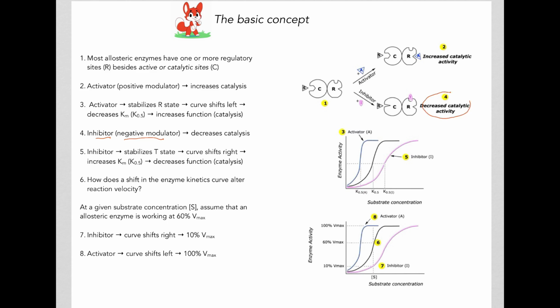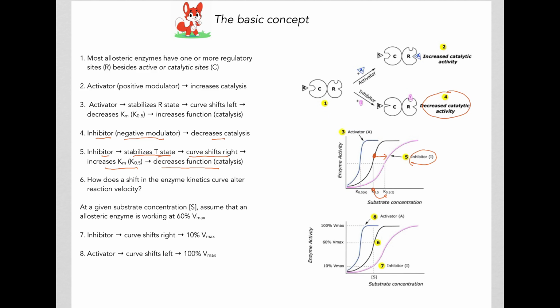On the other hand, inhibitors are negative modulators. Inhibitors will decrease the catalytic activity of the enzyme. And how do they do that? Inhibitors stabilize the T state, the less active T state. That will cause the curve to shift to the right. So now the curve will shift to the right in the presence of the inhibitor. And this will now increase the Km or K0.5, and that will lead to a decreased catalytic function of the enzyme.